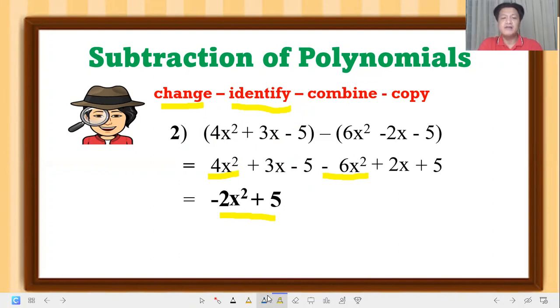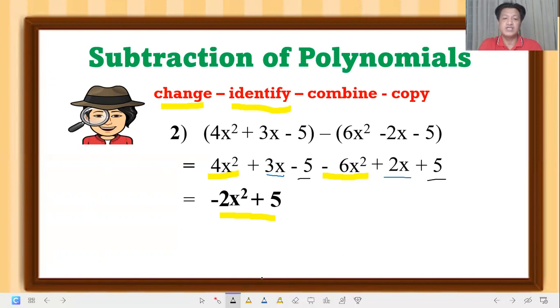And then, sino pa yung ating like terms dyan? Yung 3x and then 2x. We also have negative 5 tsaka positive 5 kasi both constant. Ito kasi ay second degree, kaya like terms, ito ay first degree lang siya. Okay. So always remember when you identify the like terms, kailangan same yung kanilang variable together with the exponent.